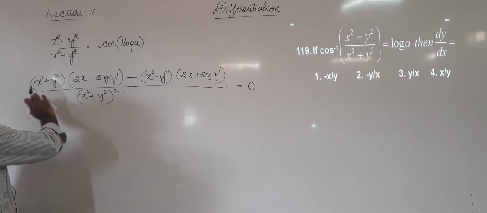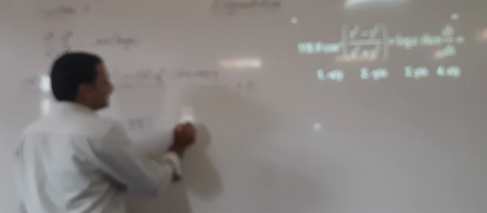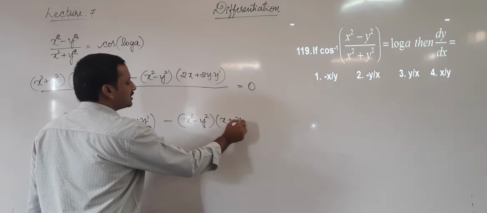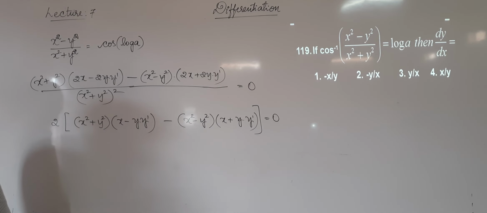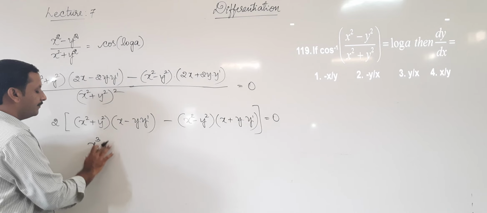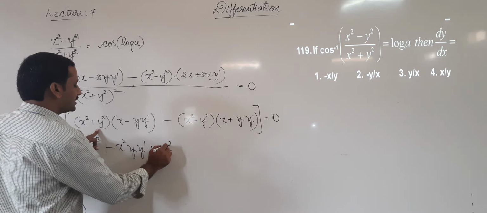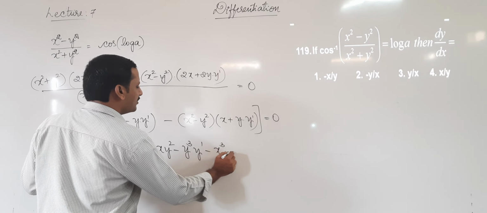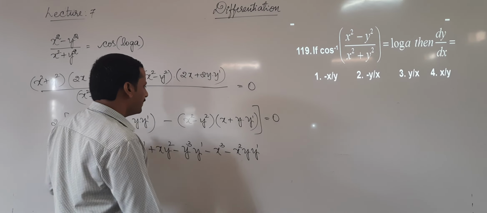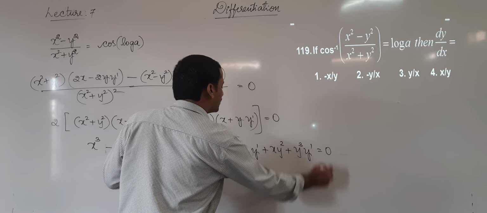Now cross multiply, so this will vanish. Okay, I will take 2 as a common factor here. So 2 into (x square plus y square) into (x minus y y dash) minus (x square minus y square) into (x plus y y dash) is equal to 0. I'll divide by 2, so this 2 will go. Now multiply, simplify: x cube minus x square y dash plus xy square minus y cube y dash minus x cube minus x square y dash plus xy square plus y cube into y dash equal to 0.